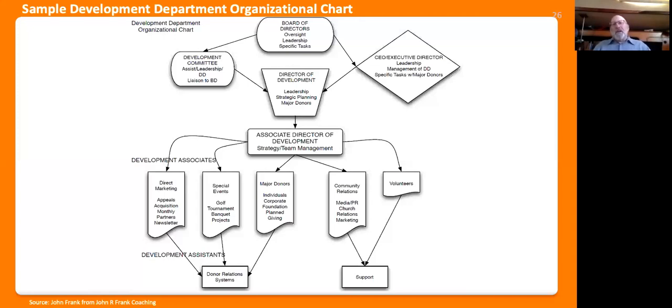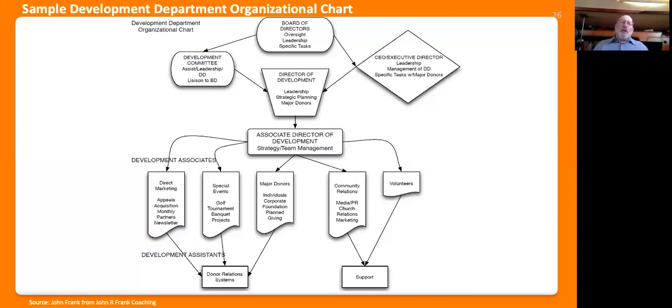Now, what do you see in each of those? Well, what you should see are skill sets. Someone in direct marketing: appeals, monthly partners, newsletter writing. Special events: golf tournaments, banquets, projects. That's a gregarious person who is good at details. Major donors: this could be a major donor rep, or it could be the database person preparing all the major donors for the director of development and the executive director. And then you have the other 2 over on the right.